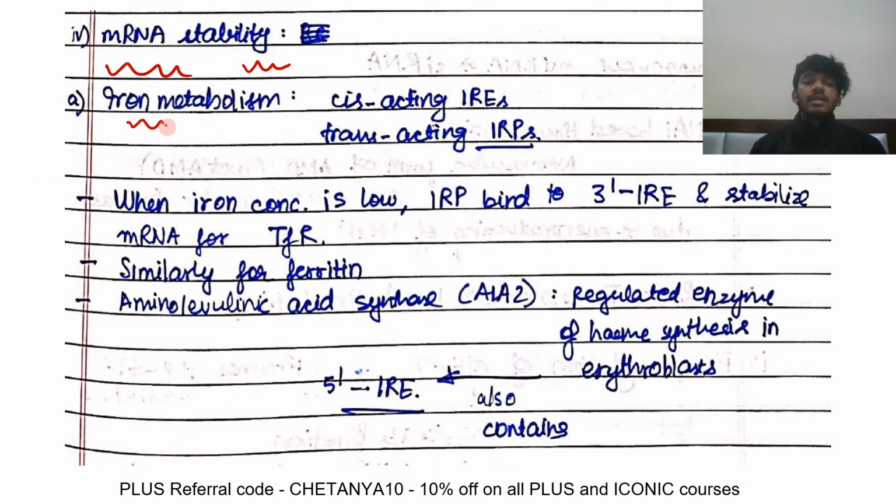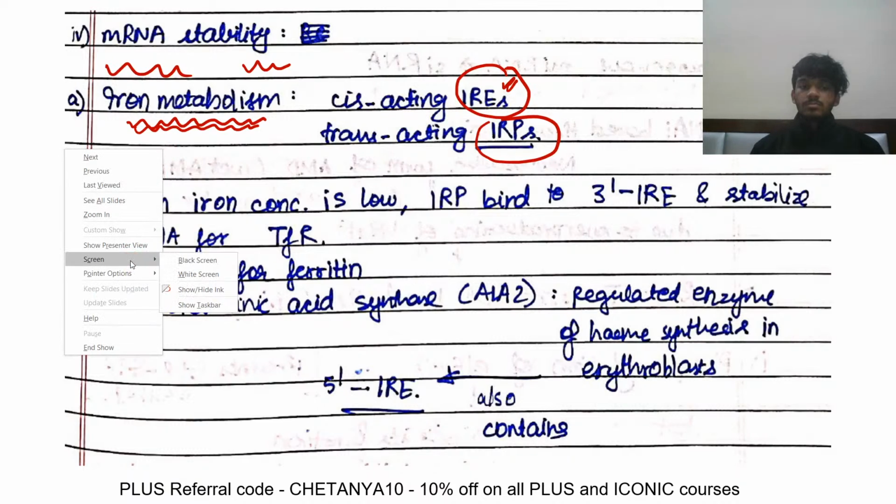So you might have done this in iron metabolism. There are cis-acting elements known as iron response elements, and trans-acting iron response proteins. So try and understand this mechanism also. There are certain proteins known as IRPs.